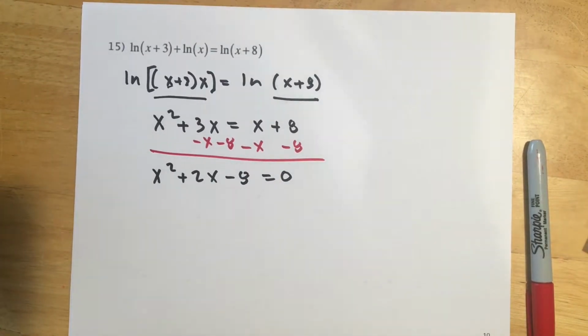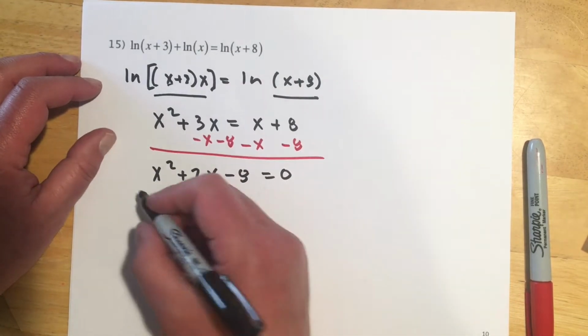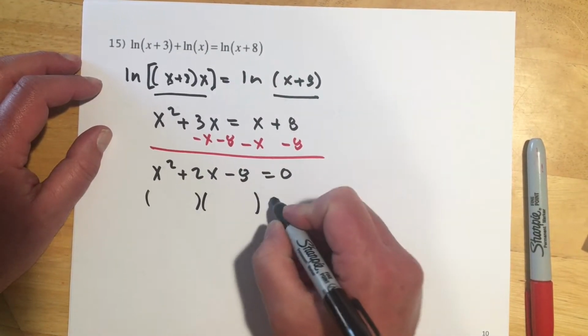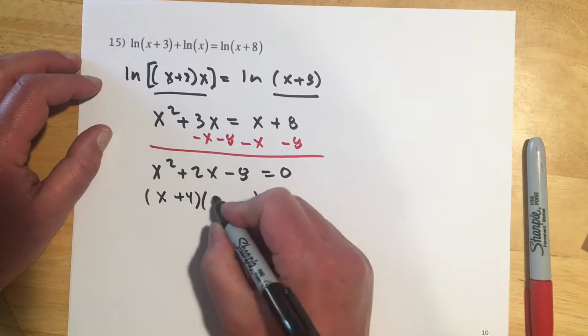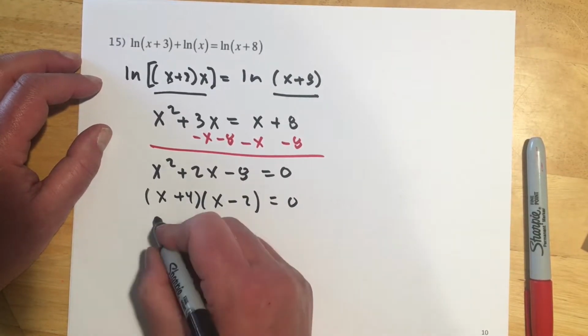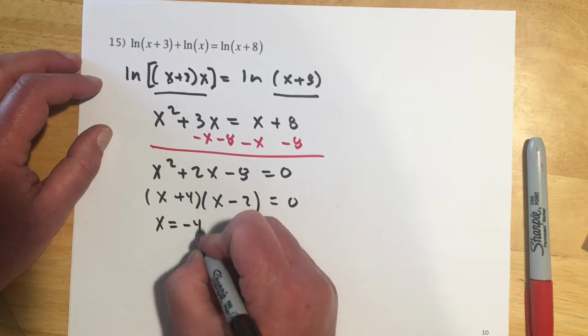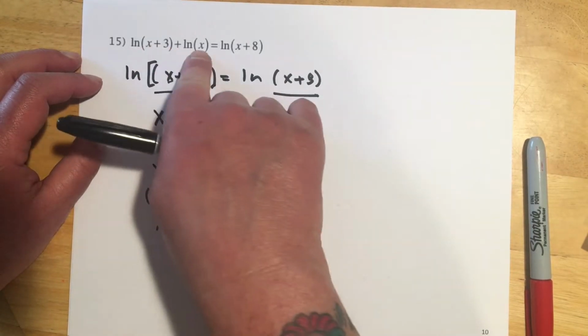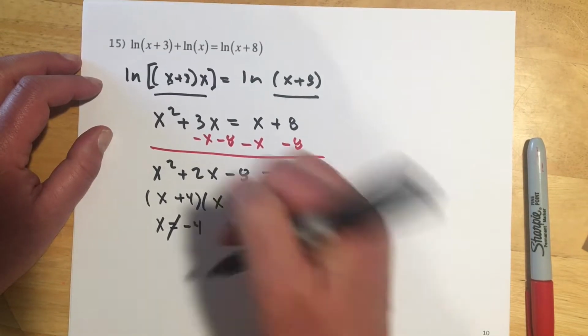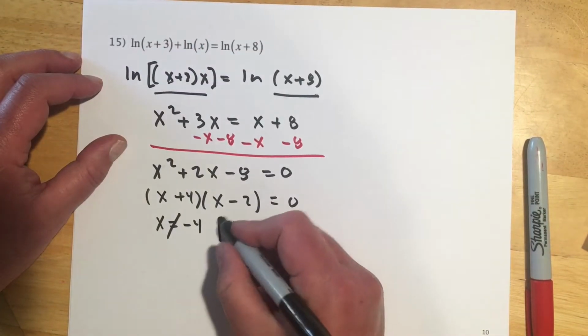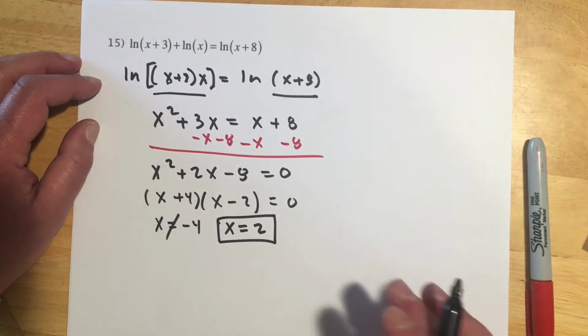And then we factor and check our solutions. So I need two numbers that multiply to negative 8 and add to be 2. So it sounds like x plus 4 and x minus 2. Be suspicious of the negative numbers. So negative 4, if I put it in there, makes negatives inside the log. So that one's no good. x equals 2 keeps everything positive. So that one is our real solution.